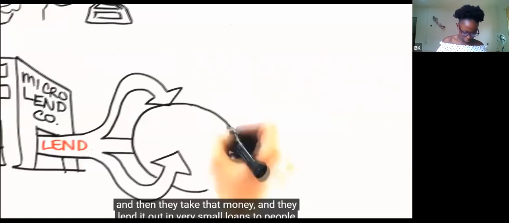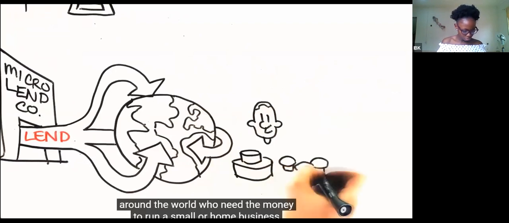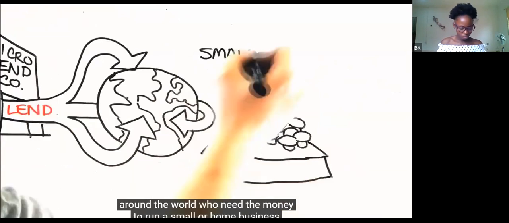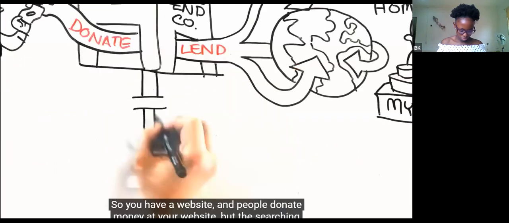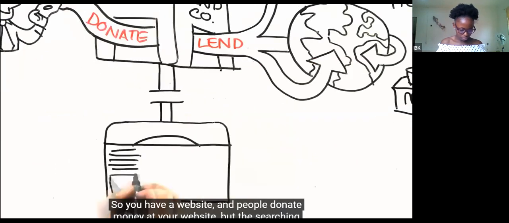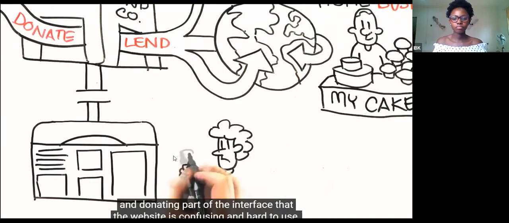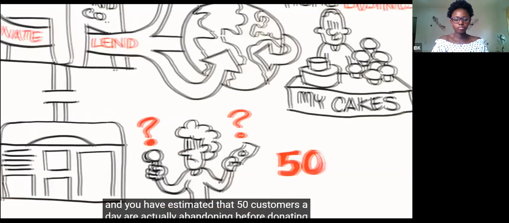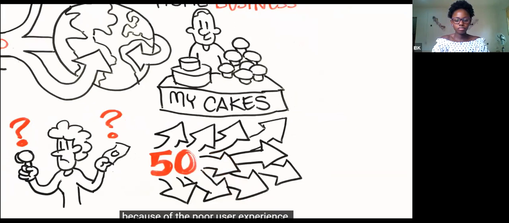They take that money and they lend it out in very small loans to people around the world who need the money to run a small or home business in order to better their situation. So you have a website and people donate money at your website, but the searching and donating part of the interface at the website is confusing and hard to use. And you have estimated that 50 customers a day are actually abandoning before donating because of the poor user experience.